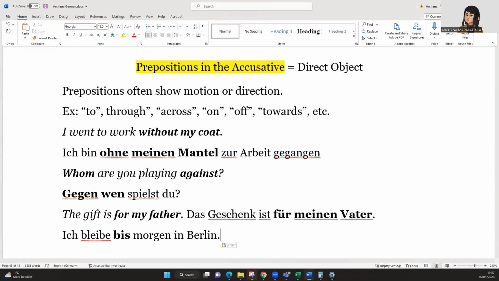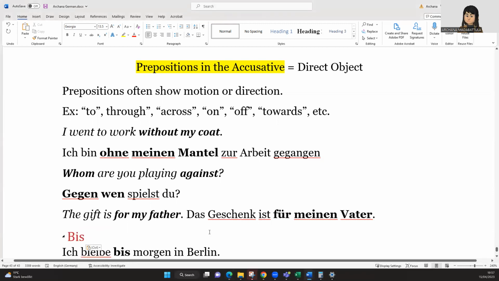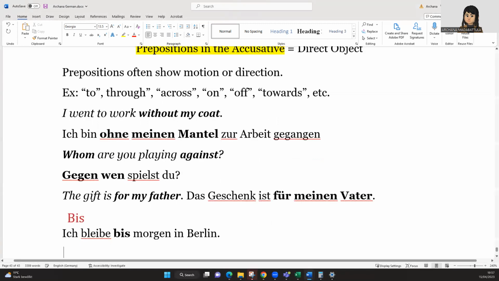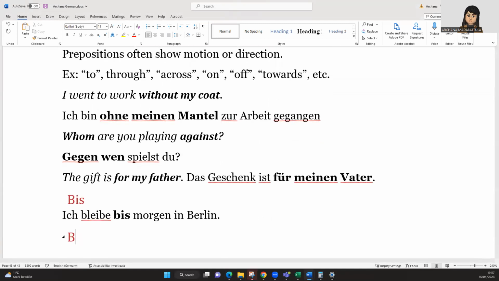I drive through the tunnel. The next preposition is through, which means durch. So: we drive through the tunnel.